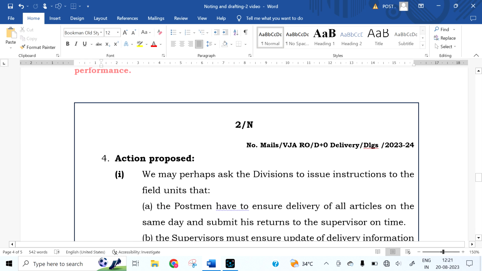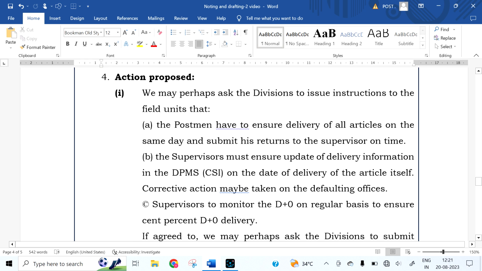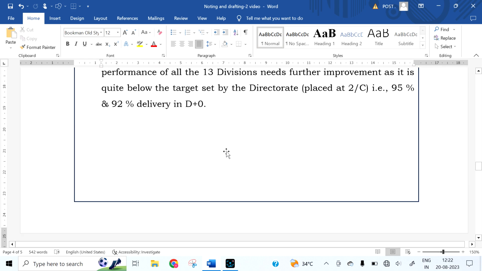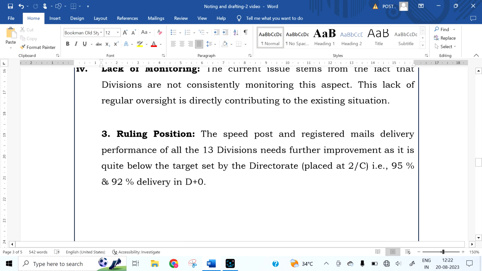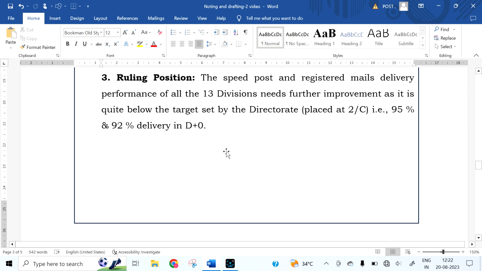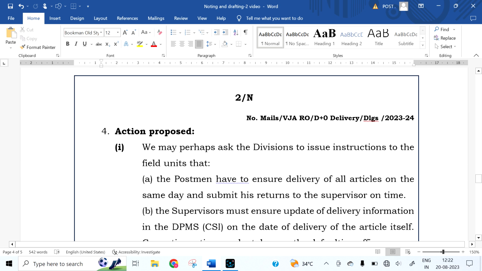Now after the rule position, we will say the action proposed. We were able to identify the problem based on the reports, and we were analyzing the reasons here, and then after analyzing the reasons, we have seen the rule position. Now we will come to the action proposed.